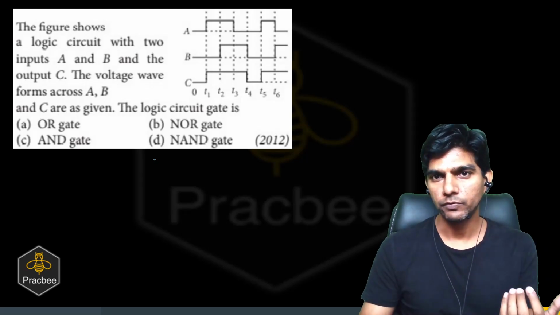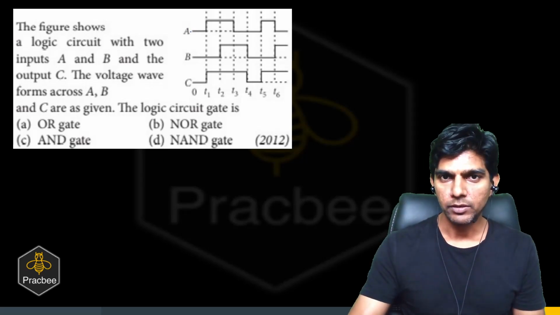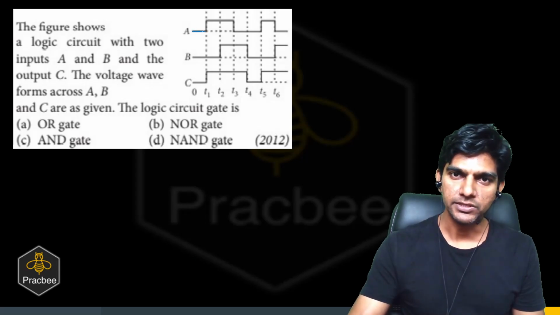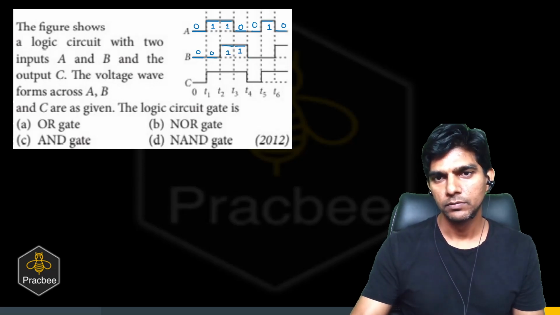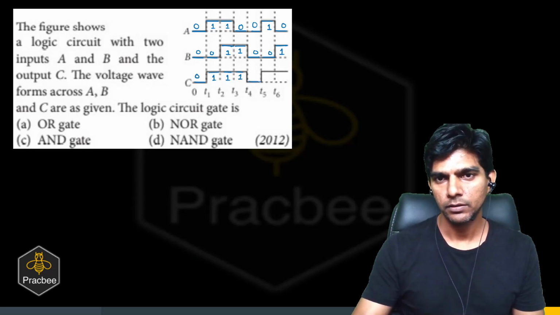Accordingly, you have to figure out which gate it is. For example, if I see the square waveform of input A, this means 0, this means 1, 1, 0, 0, 1, 0. Similarly for B, this is 0, 0, 1, 1, 0, 0, 1. Now let us see the output waveform: 0, 1, 1, 1, 0, 1, 1.